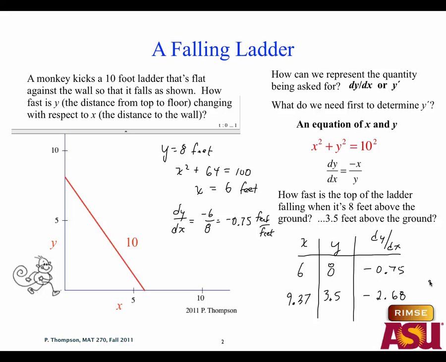So, tell the person next to you, what does that number mean? Negative 2.68. What is that number telling us about the situation? Go.